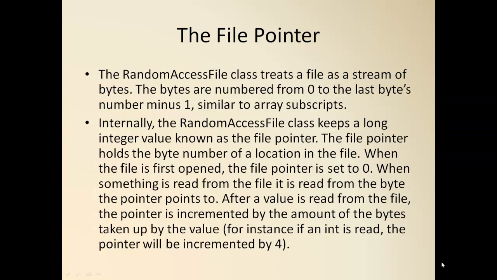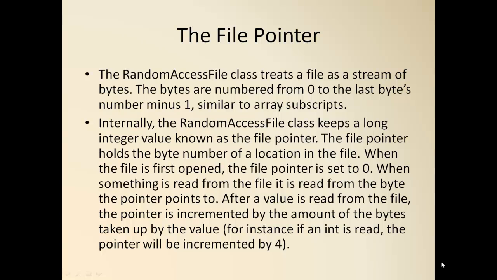Before we move on to reading from files, we first need to discuss the file pointer. The RandomAccessFile class treats a file as a stream of bytes. The bytes are numbered from 0 to the last byte's number minus 1, similar to array subscripts. Internally, the RandomAccessFile class keeps a long integer value known as the file pointer. The file pointer holds the byte number of a location in the file. When the file is first opened, the file pointer is set to 0.